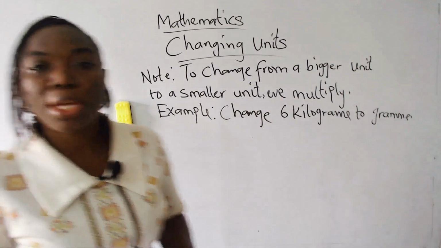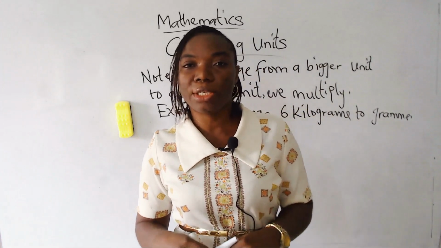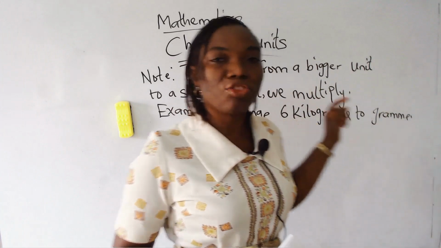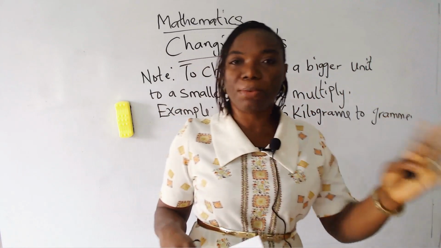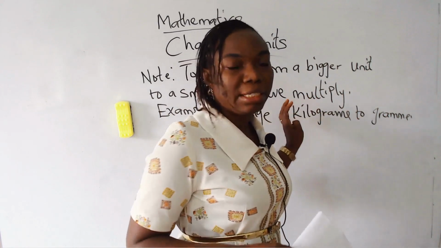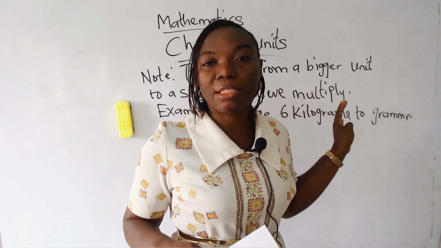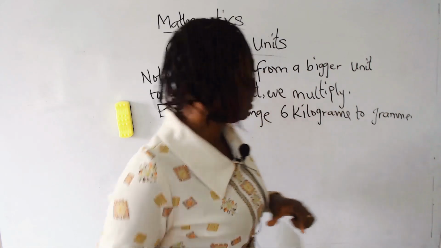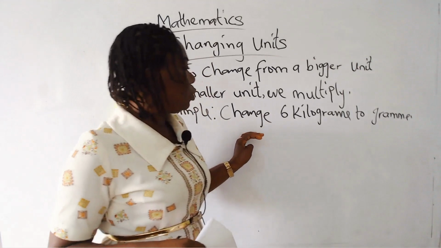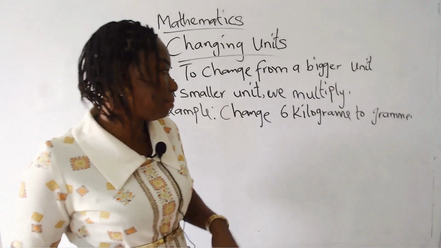For example, we are converting from a bigger unit to a smaller unit. That is to say, we are changing from kilograms to gram. And the instruction says when we are converting from a bigger unit to a smaller unit, you multiply by the size of the smaller unit. Here on the board, we have: change 6 kilograms to gram.